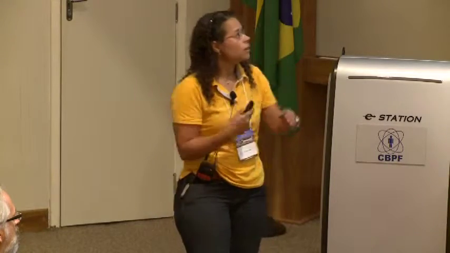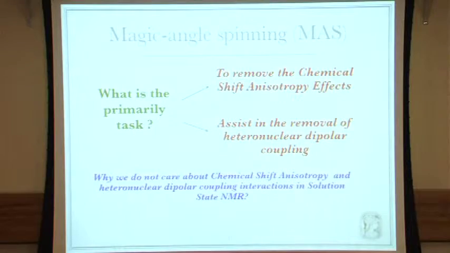So what's the basic difference between solution and solid state? In solution, the tumbling of the sample is really fast because the molecule is small. So I can average the chemical shift anisotropy to zero in a time that we can use for NMR. That's great. And I can also remove the heteronuclear and homonuclear dipolar coupling by averaging. And this is what I want to do when I'm using magic angle spinning.